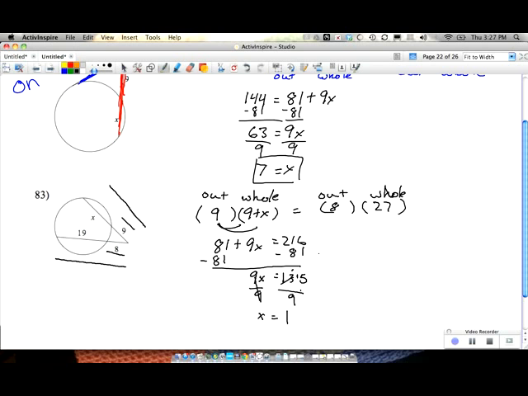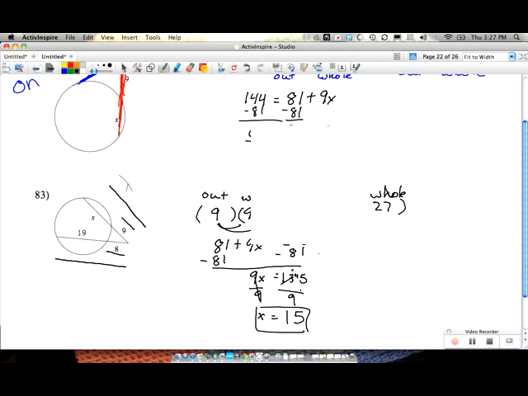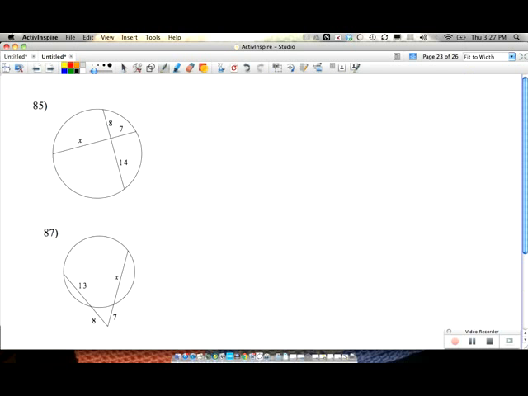All right, notice the segments. They're not outside the circle, they're not on the circle, they are in the circle. So this time we're just going to have a piece times a piece, the two inside pieces of the same line equal the other two pieces times each other. So we don't need the whole line at all. So let's set that up.